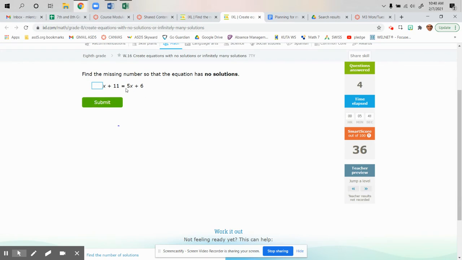Again, I'm trying to make it so it's minus 5x, so this would be the same, 5x on the other side. When I minus, they both go away. I'm left with 11 equals 6, which is not true, so that's how I have no solution.